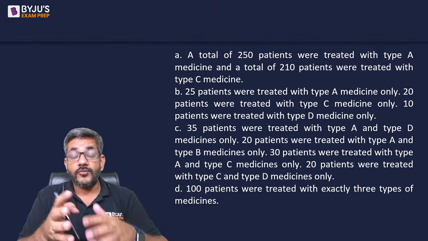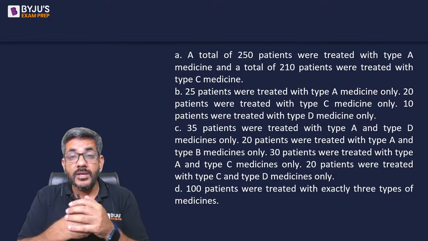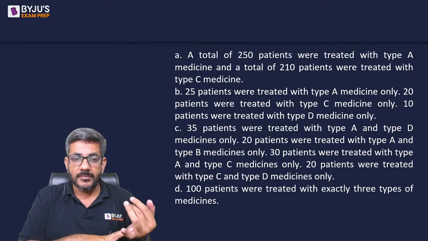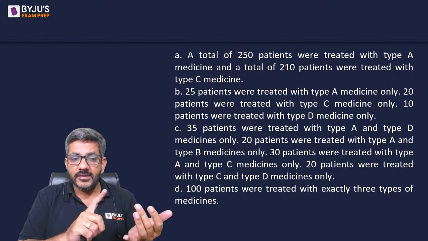So now, of course, we have to make a Venn diagram, but there we need a Venn diagram of four. We have got four medicines over here. A, B, C, and D.